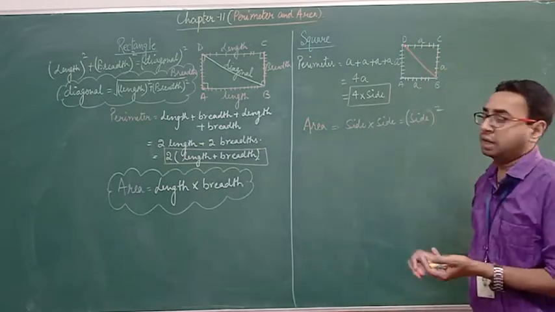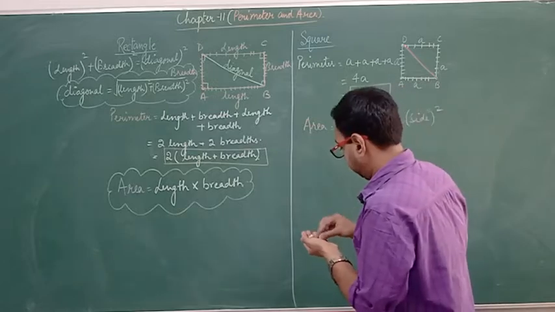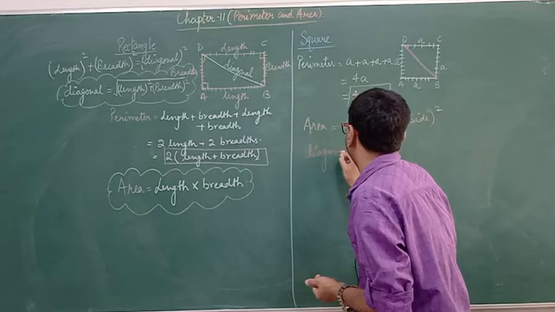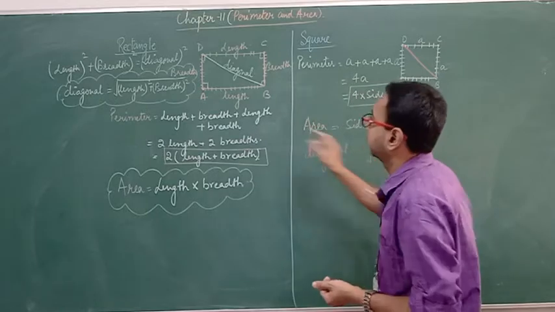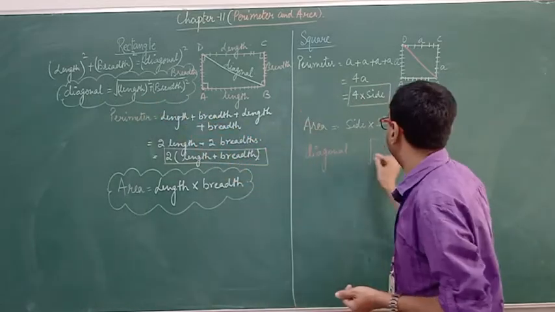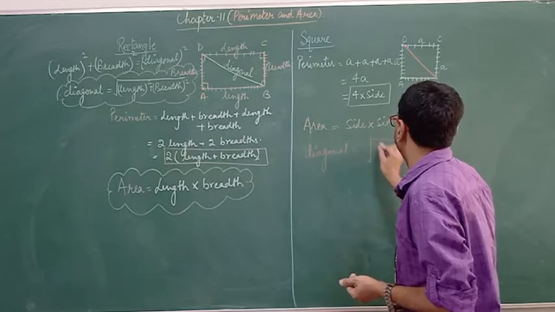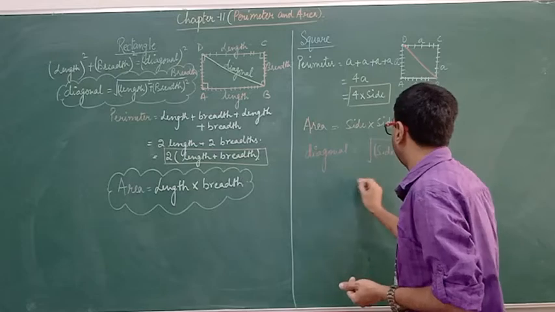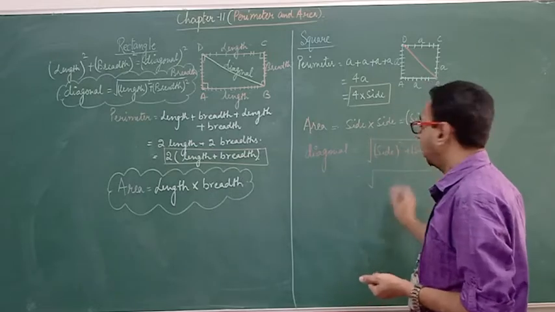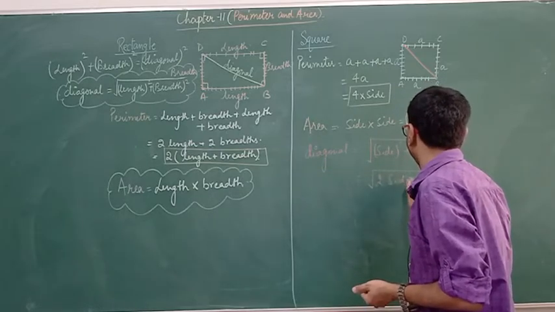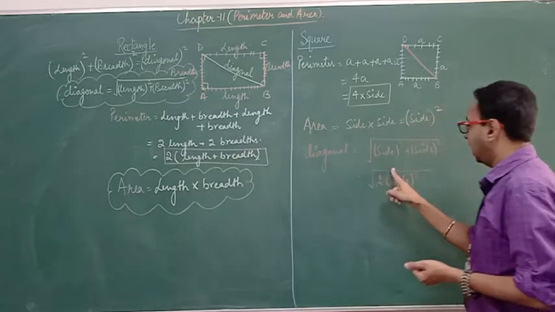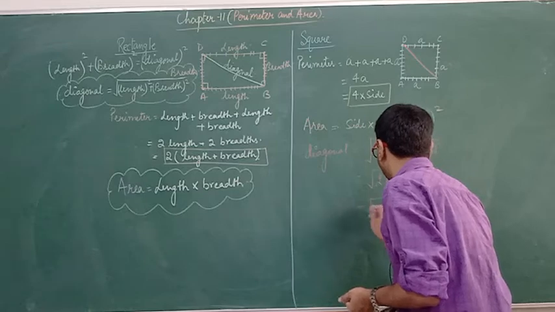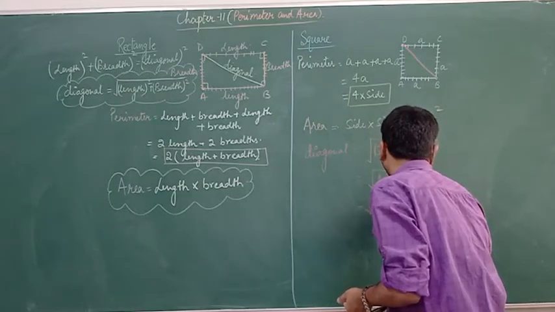Diagonal from this side. So let's take diagonal. Same: length square plus breadth square. That is, length is also equal to side, breadth is also equal to side. So it will become side square plus side square, which means 2 side square. Under root, the 2 will come out. Therefore, under root 2 into side is the formula of diagonal.